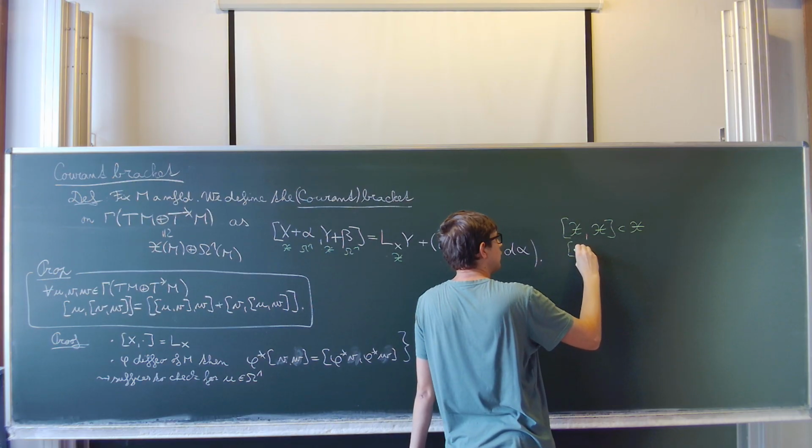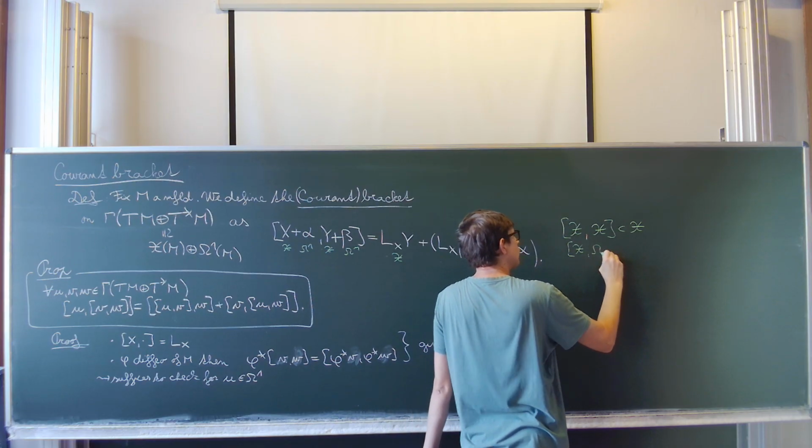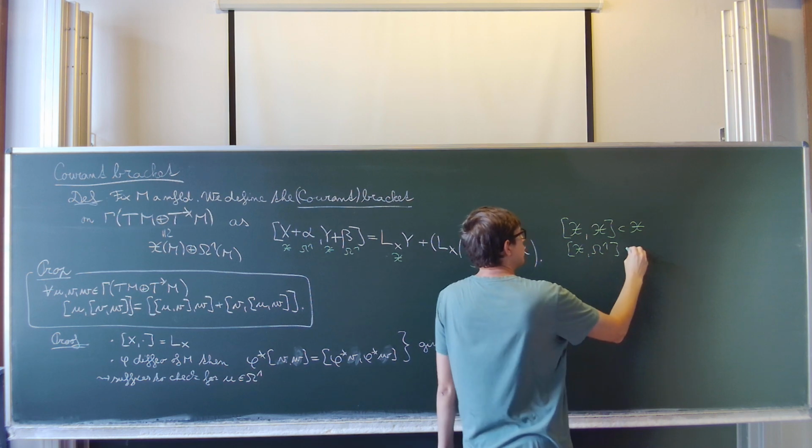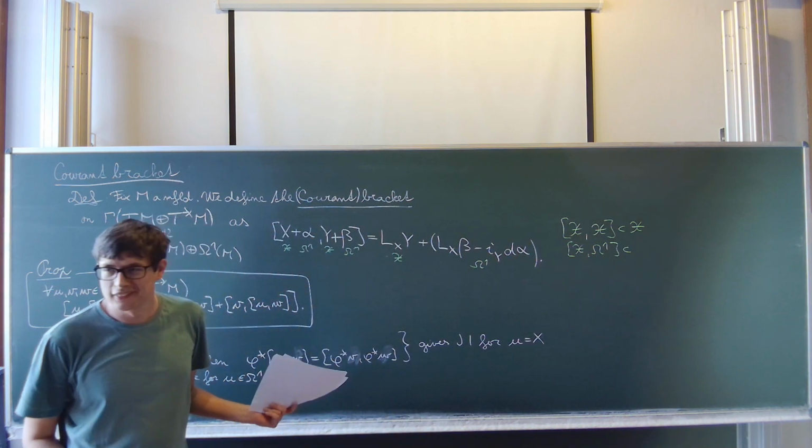If I would take a vector field and a one form, this is what?